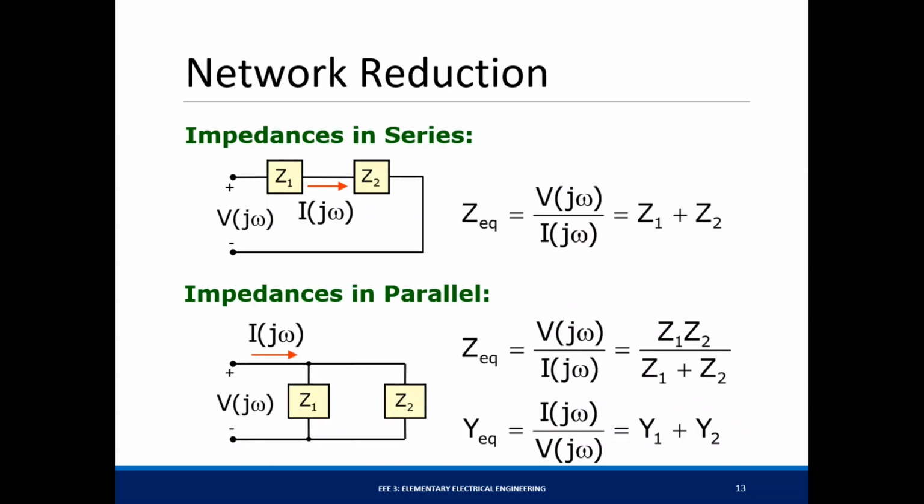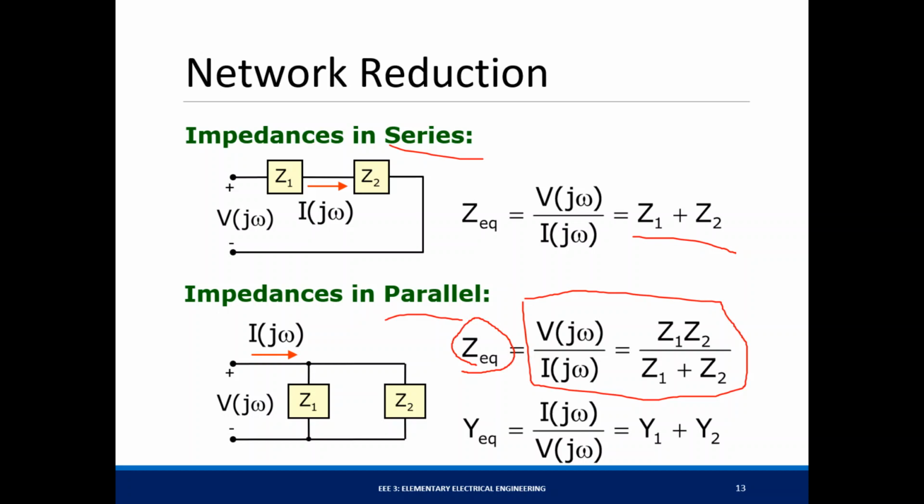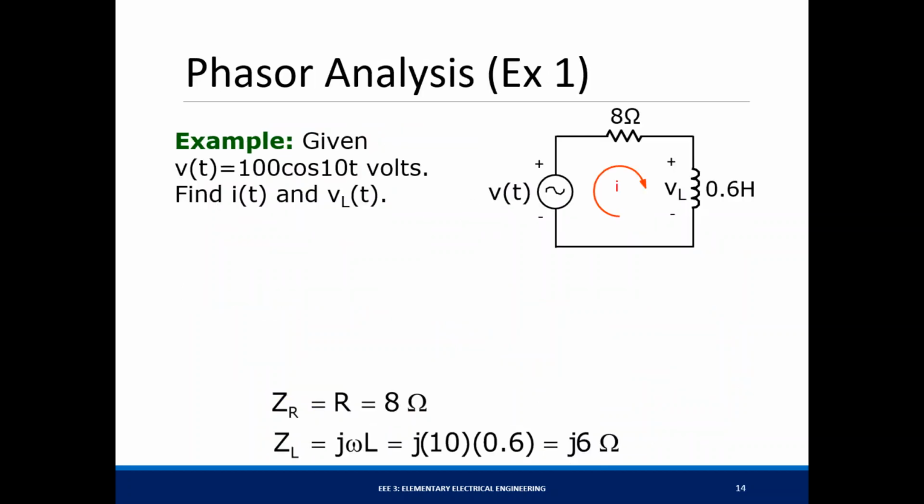Okay. So with that in mind, basically, we can reduce the network if we have impedances in series. We can basically add them together. If it's in parallel, well, it's something like this. So that's just the same as your resistors. The reciprocal of the equivalent impedance is equal to the sum of the reciprocals of the individual impedances in each branch. Okay. So, yeah, let's have an example there.